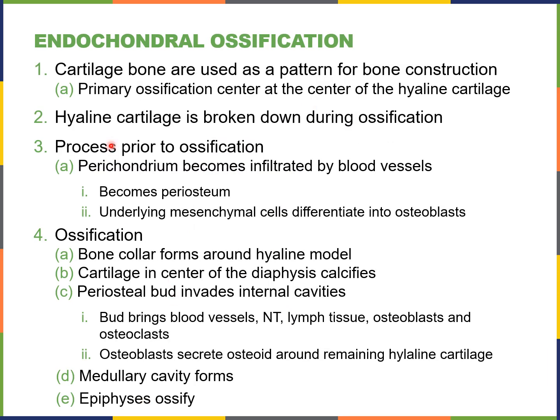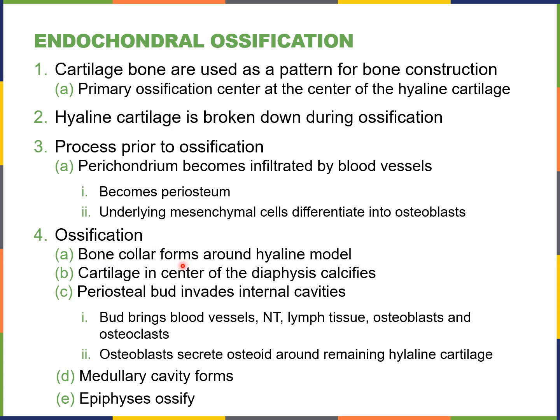Okay, getting into endochondral ossification. This is where we're using that cartilage model as a pattern for our bone construction. The primary ossification center is at the center of that hyaline cartilage, and that's broken down during the ossification. Prior to ossification, the perichondrium is getting infiltrated by blood vessels and becoming the periosteum. Then all of the underlying mesenchymal cells are differentiating, becoming osteoblasts. Then we have ossification actually happening.